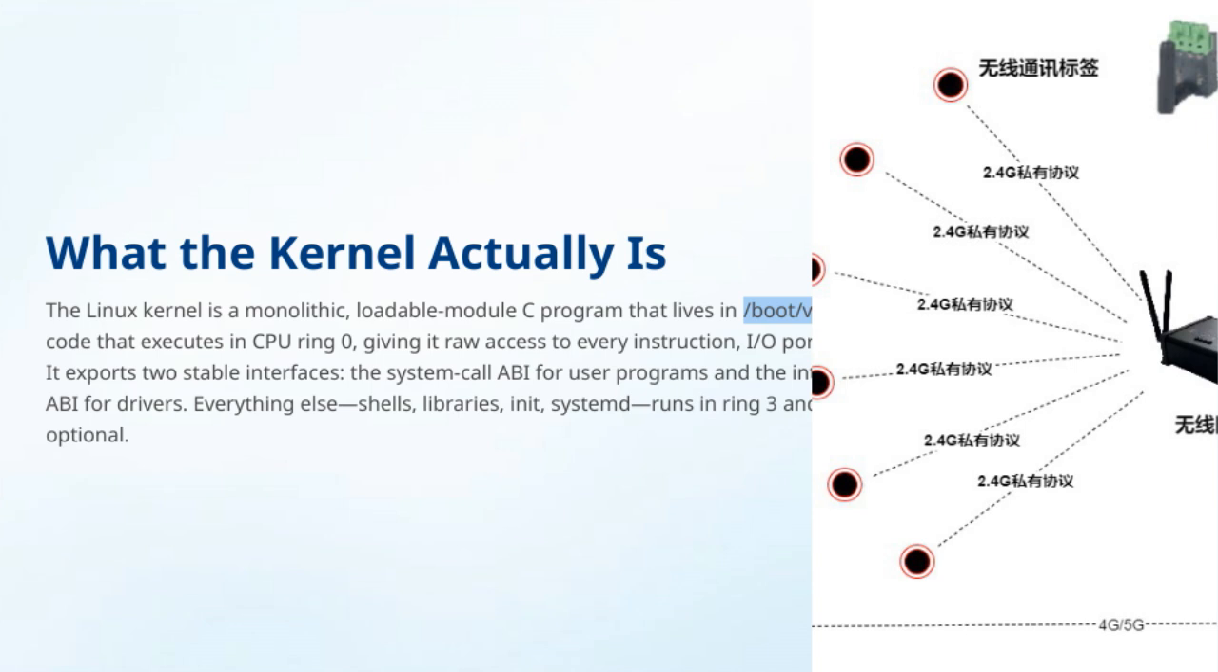It exposes two stable interfaces: the system call ABI, which is how user programs interact with the kernel, and the internal kernel module ABI, which drivers use to communicate with the kernel itself. Everything else, your shells, libraries, init systems like systemd, these all run in a lower privilege level in Ring 3. And technically, they are optional components. The kernel can function without them.